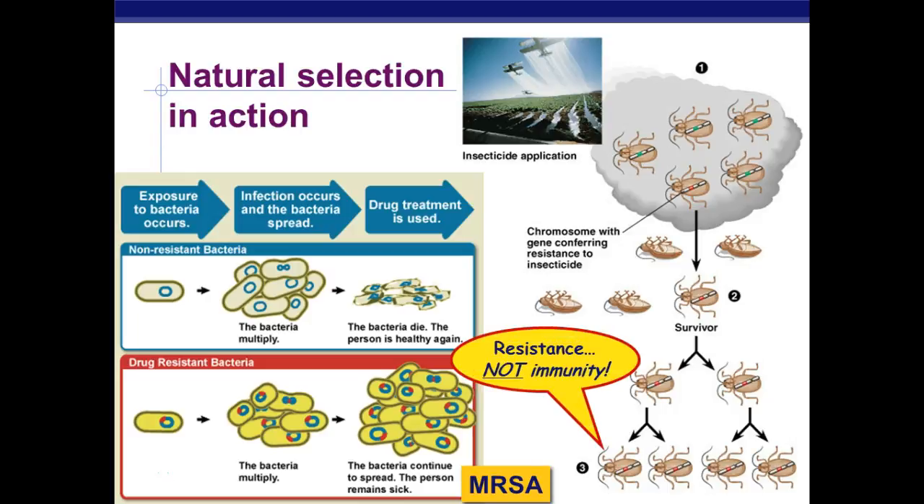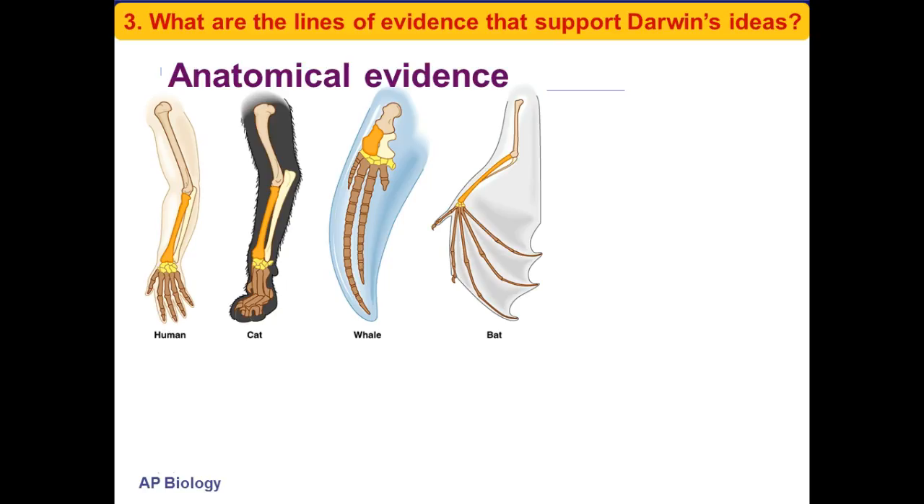Remember, these individuals have a resistance, not an acquired immunity. No one's giving these bugs or these bacteria a vaccine. No one's giving them an injection to make them resistant. They are either born, or in the case of bacteria, when they divide, the new bacteria have the gene for resistance, or they don't. It's not an acquired trait, it's an inherited trait.